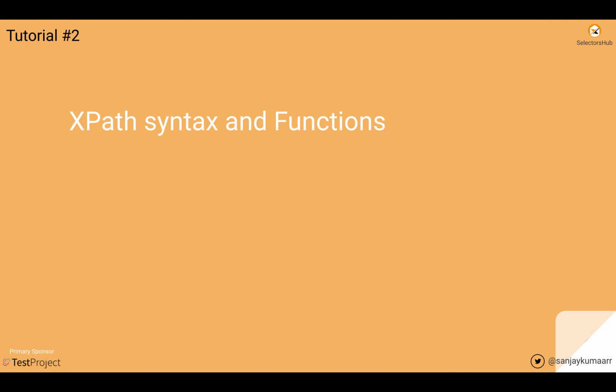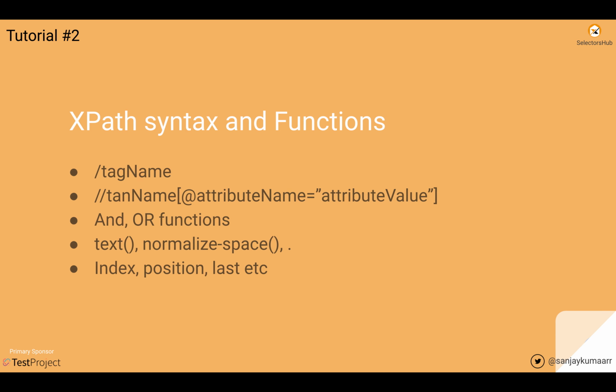Then XPath syntax and functions. Here I have noted down the very standard syntax: single forward slash tag name, then double forward slash tag name, at the rate attribute name is equal to attribute value. There are different functions which make XPath more robust and unique, like the and, or functions we can use. In every programming language we have and, or functions. Similarly, in XPath as well, we have and, or functions.